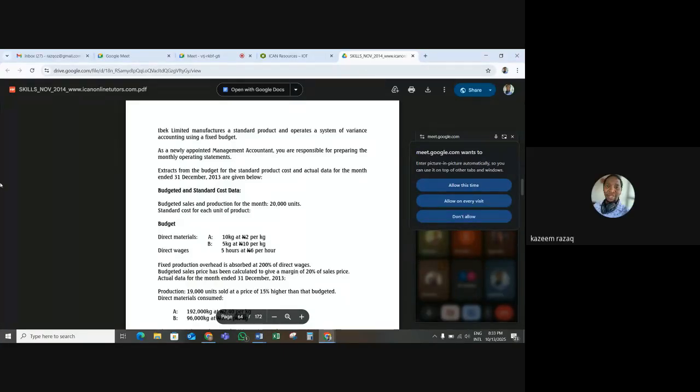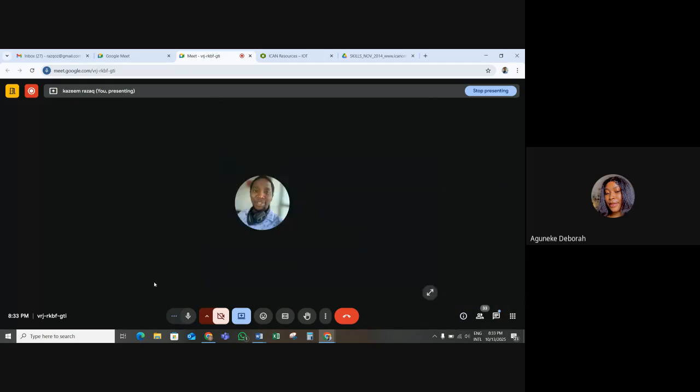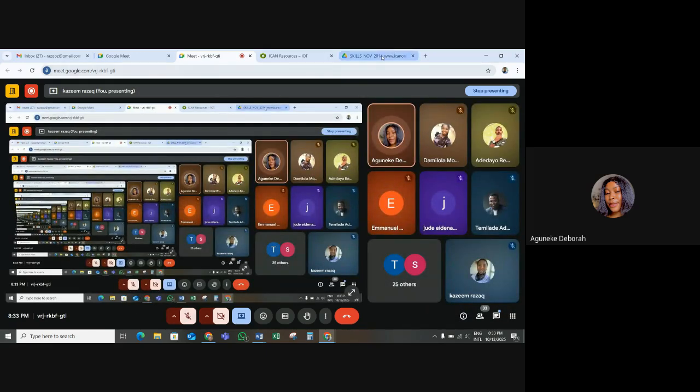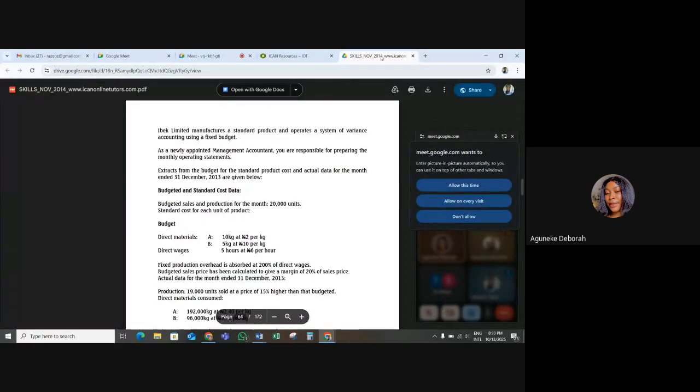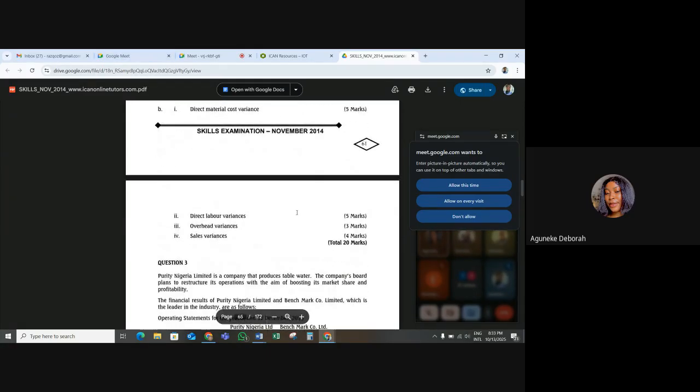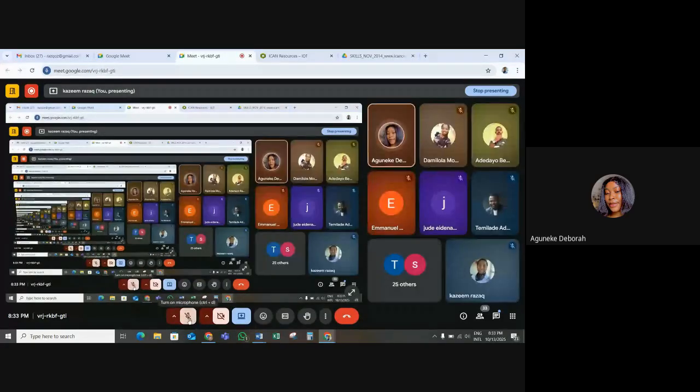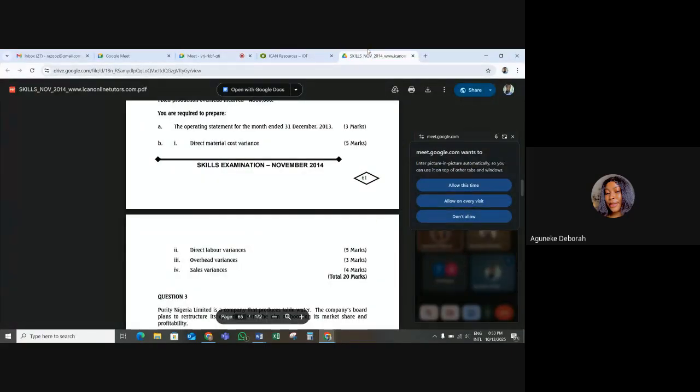Ibex Limited manufactures a standard product and operates a system of variance accounting using a fixed budget. Required: A. The operating statement for the month ended 31st December 2013. B. I. Direct material cost variance. II. Direct labor variance. III. Overhead variance. IV. Sales variance.